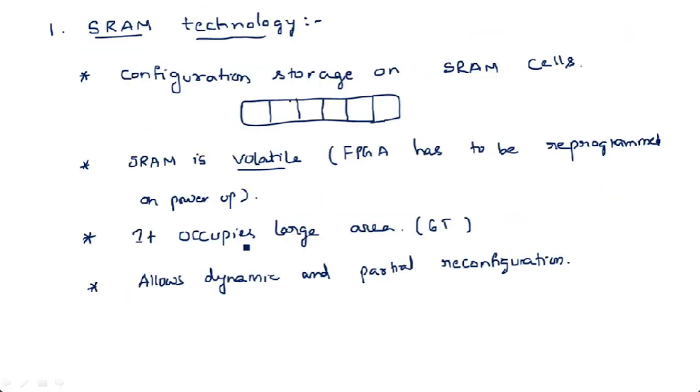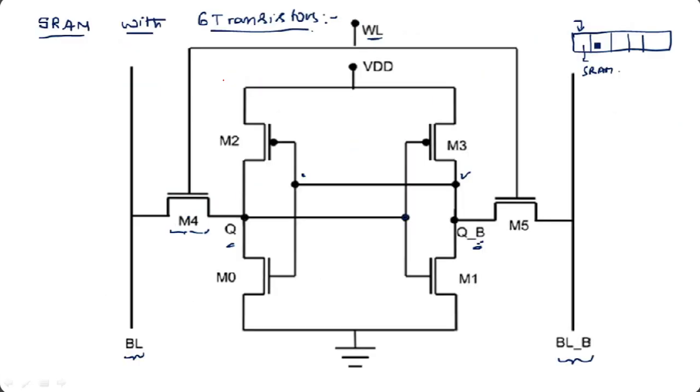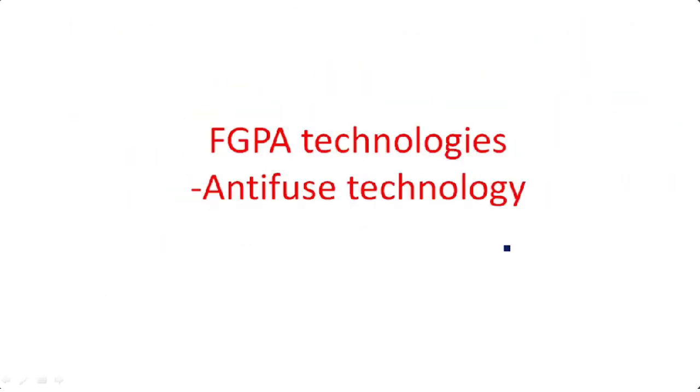SRAM technology, we already saw, like this. One pass transistor, one latch is there, so that if you want to store one bit value, the word line should be one and the bit line should be one so that it will store one value. We can read or write the data into this SRAM. So this is the 6T SRAM cell we already saw.